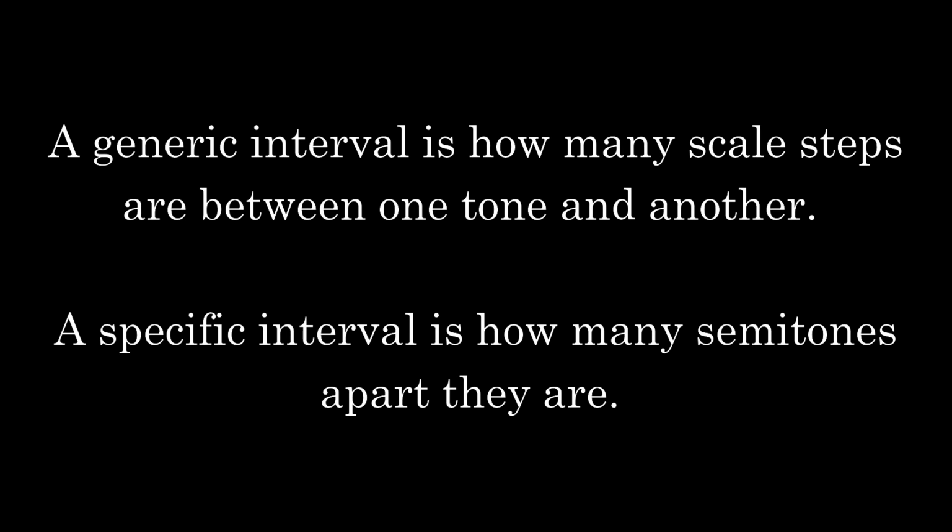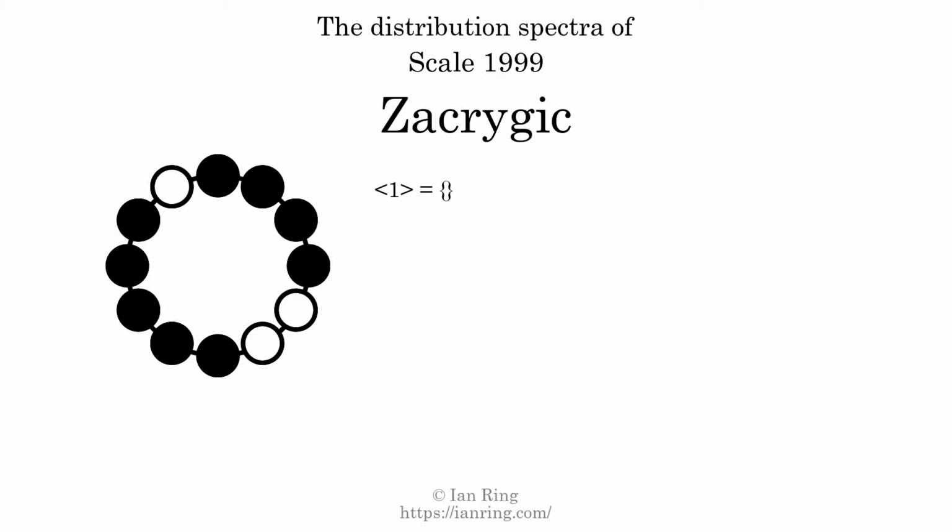A specific interval is how many semitones apart they are. The generic interval of one scale step comes in 3 different specific interval sizes: 1 semitone, 2 semitones, and 3 semitones. The spectrum width of this generic interval is the highest, 3, minus the lowest, 1, which equals 2.